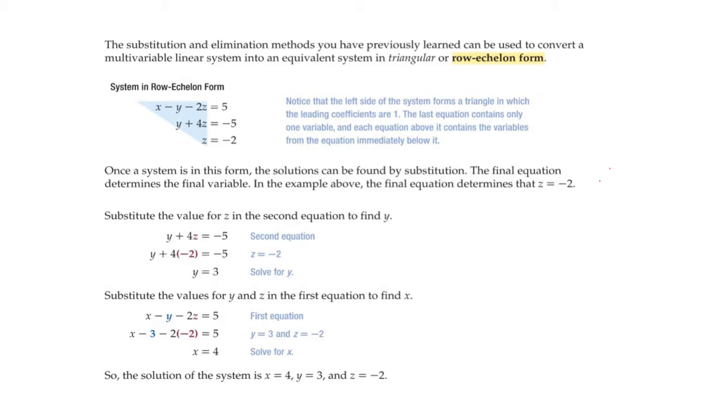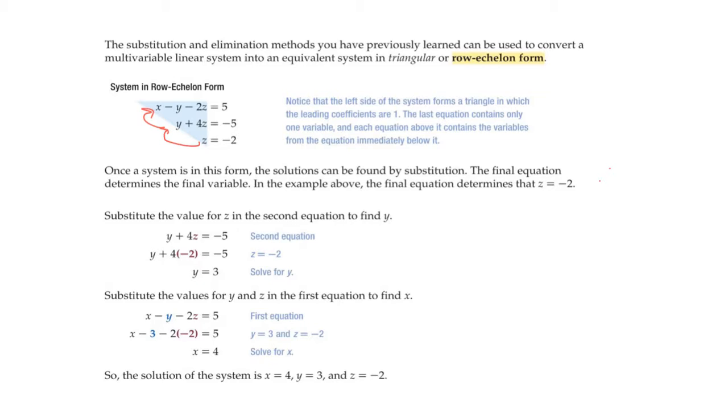If you notice, the top one is x, y, and z. The second one is y and z. And the last one is z. To solve, I can take that, plug it into there, and then now that I have z and y, plug it into the top and solve. So once the system's in the form of row echelon, we can find the actual solutions by substitution.